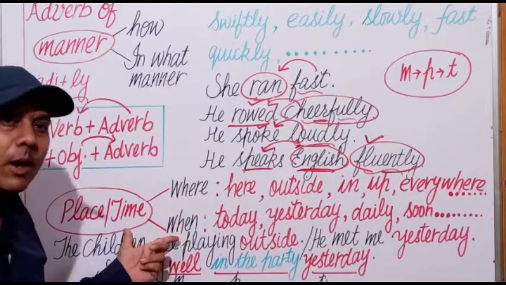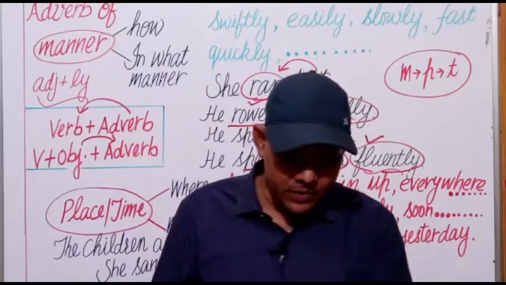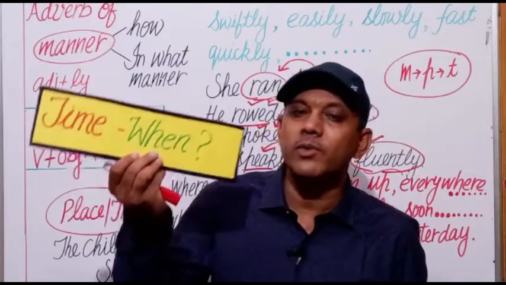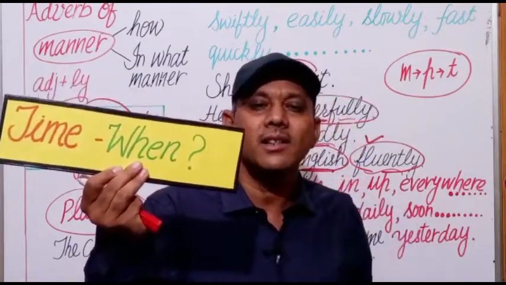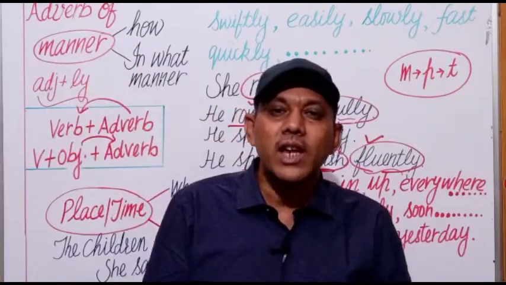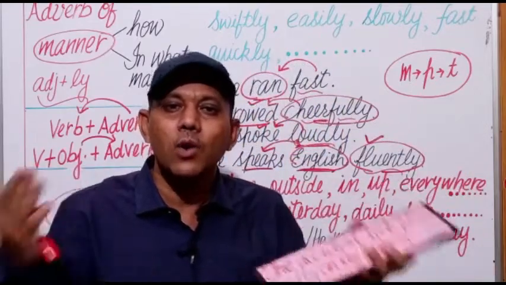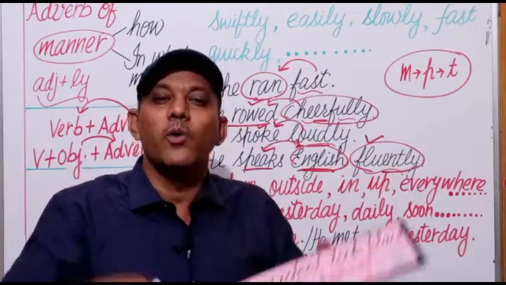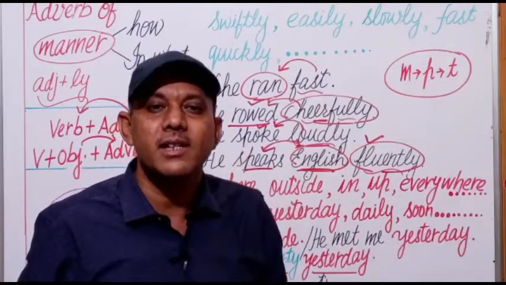And in case of adverb of time, what does adverb of time tell? Adverb of time tells us when. It tells when did the action take place. It means it tells the time of the action. There are three things. How did the action happen? Or how did the incident happen? Or how did the action take place? Where did the action take place? And when did the action take place?